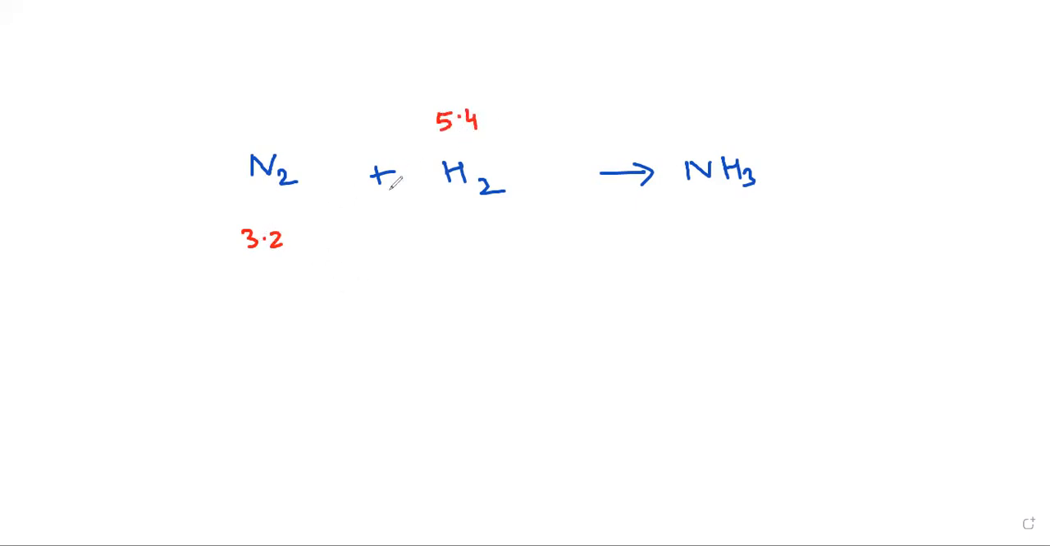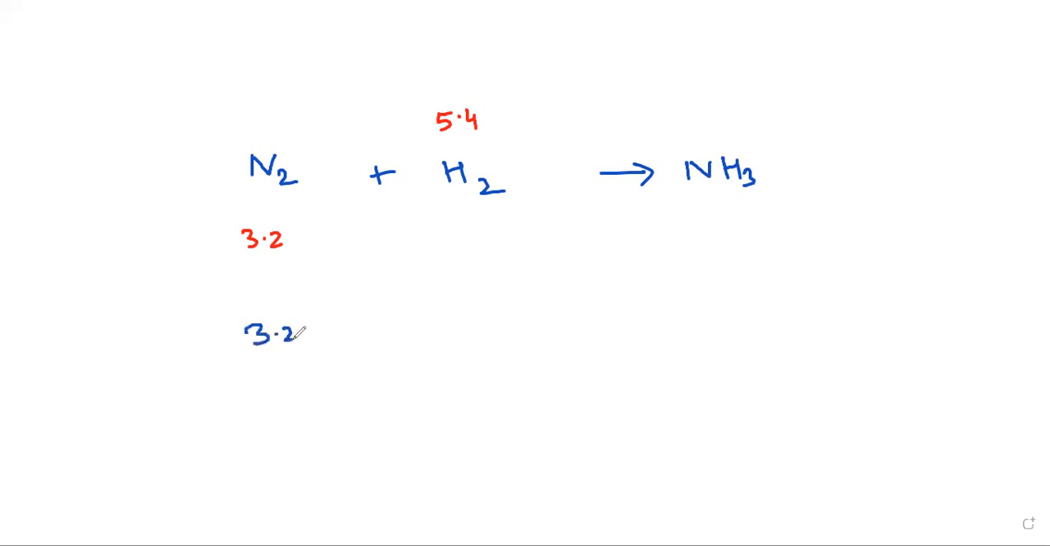So, why I wrote it this way, there is a simple explanation behind it. First check with this 3.2 moles of N2, because if you are making products, first you have to check whether there is any limiting reagent or not. So first you have to check that.